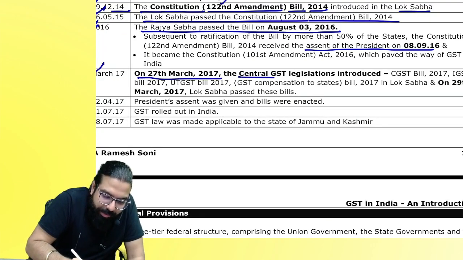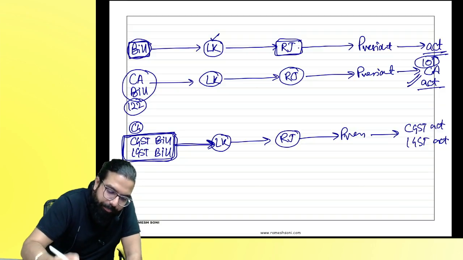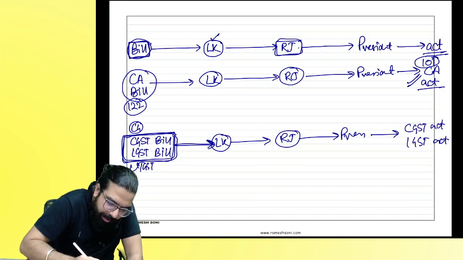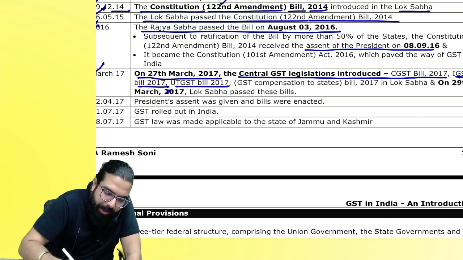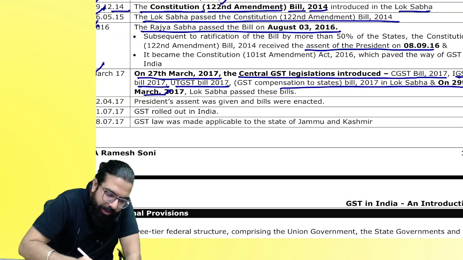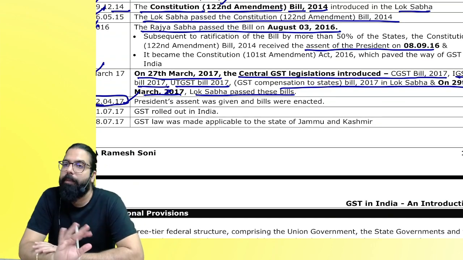On 27 March, the central legislature introduced the CGST bill, IGST bill, and the UTGST bill. It went where, everyone? Lok Sabha, Rajya Sabha, and then it was passed on 27 March. Lok Sabha passed this bill on 29, and the President gave his sign on what date, everyone? 12th of April. Are we clear, everyone?